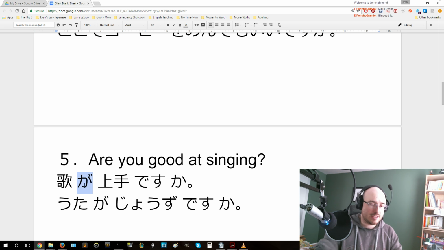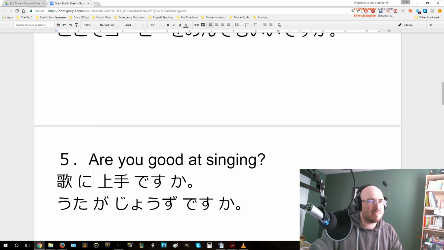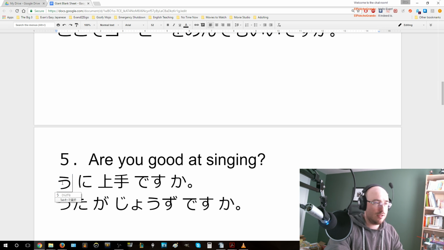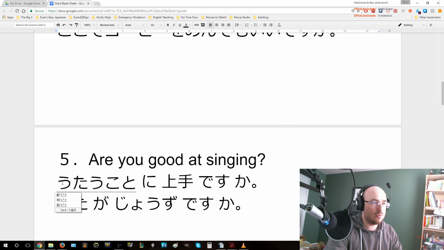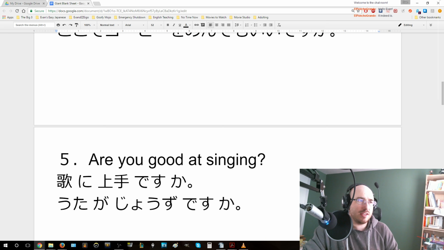We could even replace this with ni. It's a little bit different, but let's just keep it ga. You know, good at singing. This is fine. Are you good at, you know, uta ga jozu desu ka? Are you good at singing? Maybe it's better, uta ni jozu desu ka. Are you good at singing? We could even make this a noun. Uta o utau koto ga ni jozu desu ka, but uta ni jozu desu ka works fine for me.